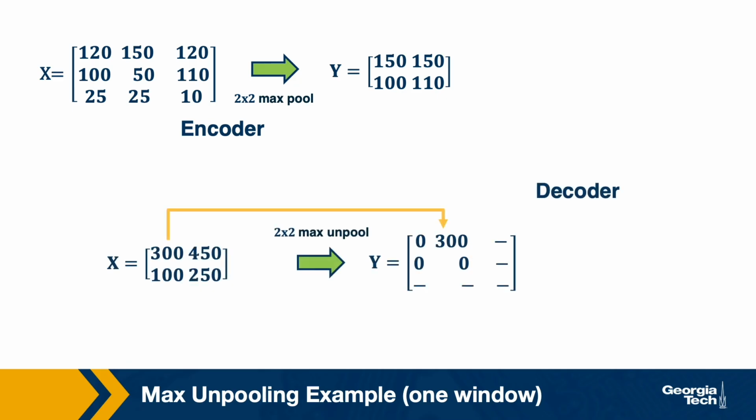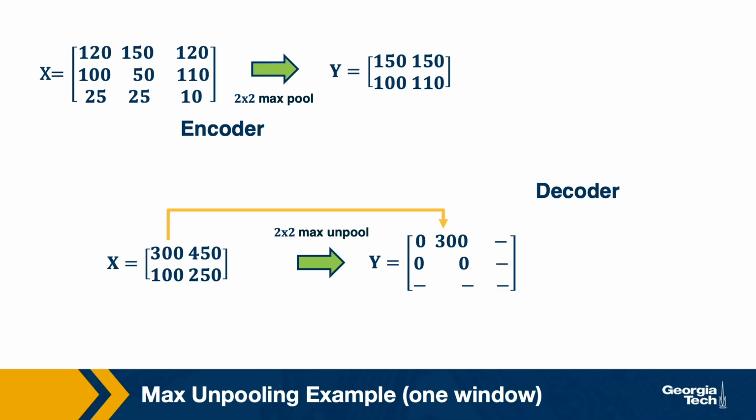In the actual decoder stage, we'll want to take a small input, in this case a 2 by 2, and make it larger. And what we're going to do is again iterate across every single value in this input and stamp it across a 2 by 2 window in the output. And so we'll, for example, take this 300 and have it located in the 2 by 2 window in the same place where the maximum was in the encoder. That is, the 150 was in location 0, 1, and so we'll put the 300 in the same location, and we'll put zeros in other places.